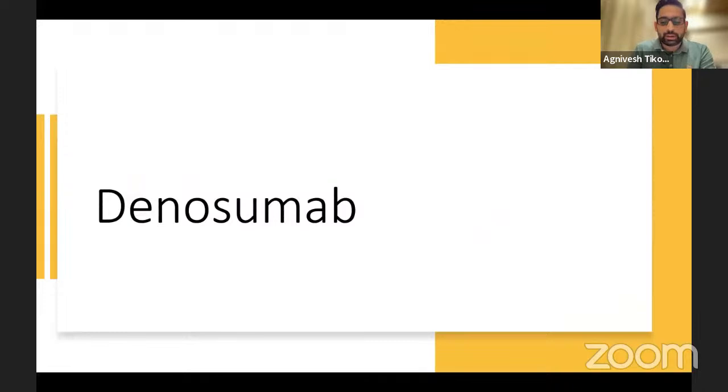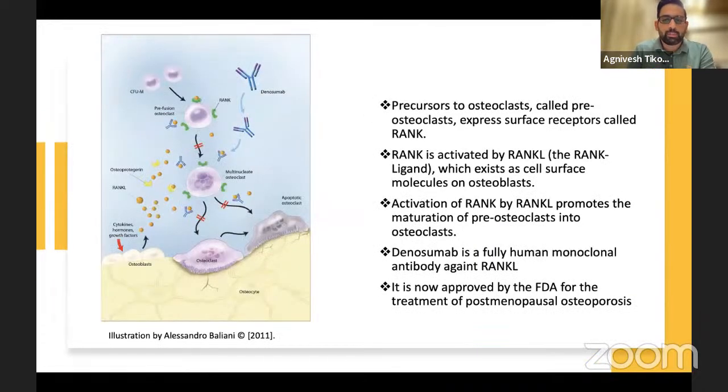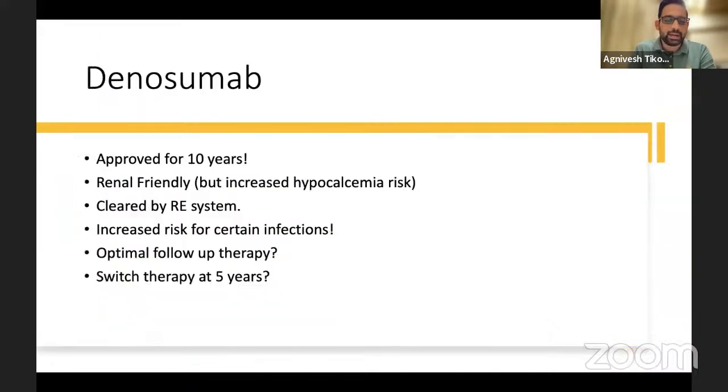And now to Denosumab, which is a monoclonal antibody against RANK ligand. And RANK ligand attaches to a receptor on a pre-osteoclast. When this ligand gets attached to the receptor, it matures it into an active osteoclast, which causes resorption. So if you are able to block this ligand, then you can prevent the osteoclast from maturing and it will be an anti-resorptive. It's now approved for 10 years. It's more renal friendly, so you can use it in stage 4 CKD, but there is an increased risk of hypocalcemia, so you have to take care of that.